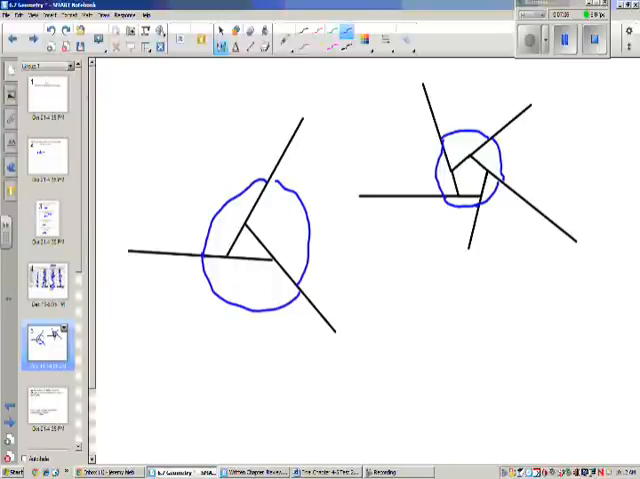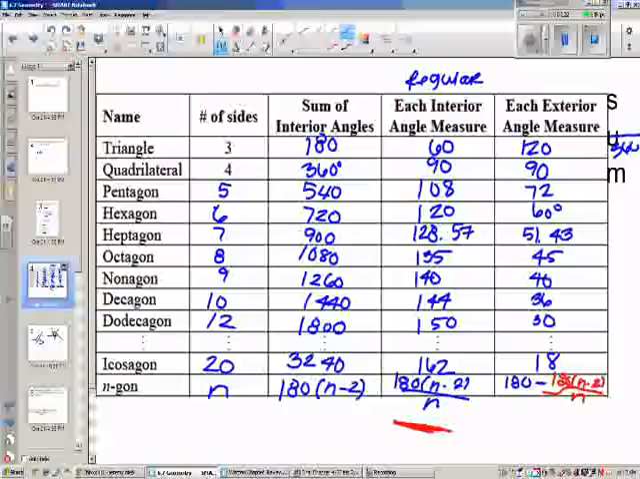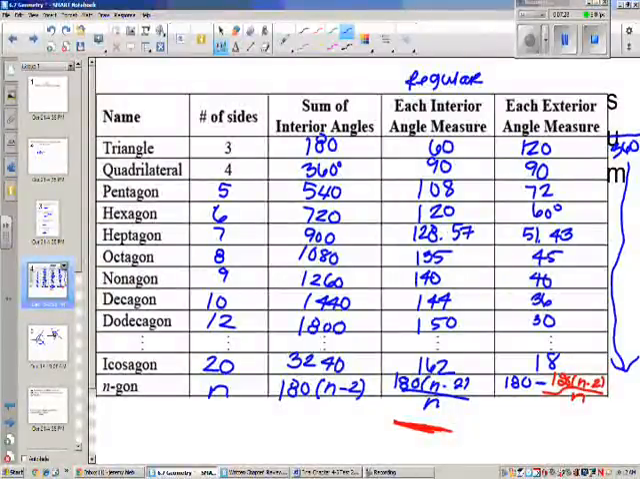So if we go back to this, we have a sum of the interior angles, but we don't have a sum of the exterior angles. So the sum of the exterior angles is always going to be 360. And how you could do that is say, well, I have 3 sides times each exterior angle, 120, gives me 360. 4 sides times each exterior angle, which is 90, gives me 360. And you could do that for each one. So for hexagon, 6 times 60, well, that gives me 360. So the sum of the exterior angles is 360.